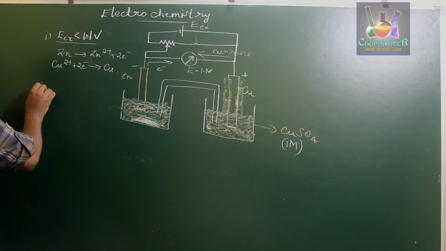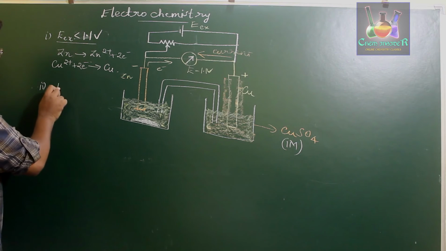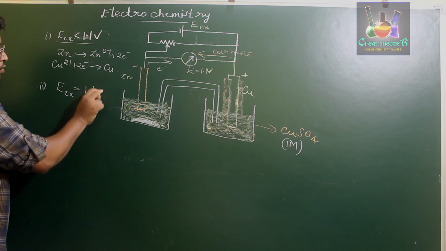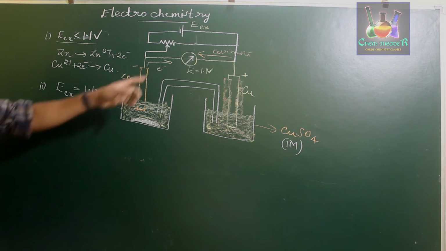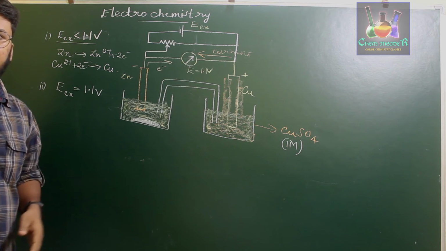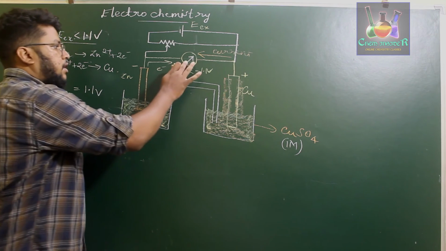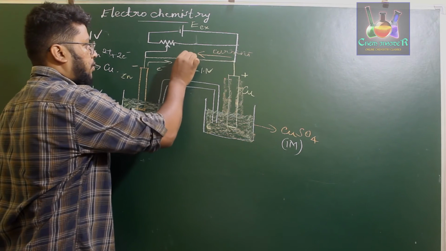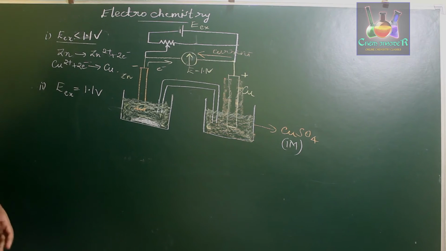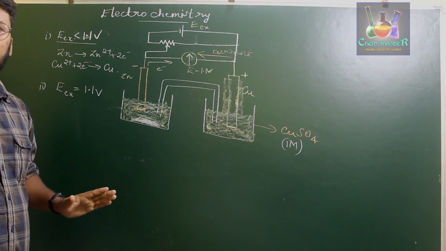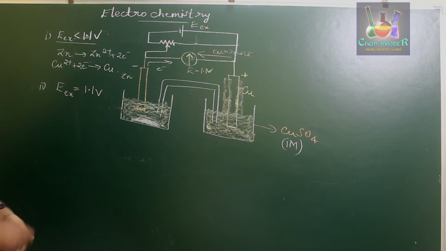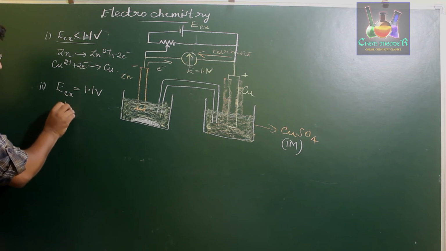Now consider the second condition: if the external potential E_ext is equal to 1.1 volts, that is, the external potential applied is equal to the potential generated inside the cell, there will be no flow of electrons. So the galvanometer will be staying straight. That means there is no flow of electrons to either the right or the left. So at this particular condition, no reaction takes place.